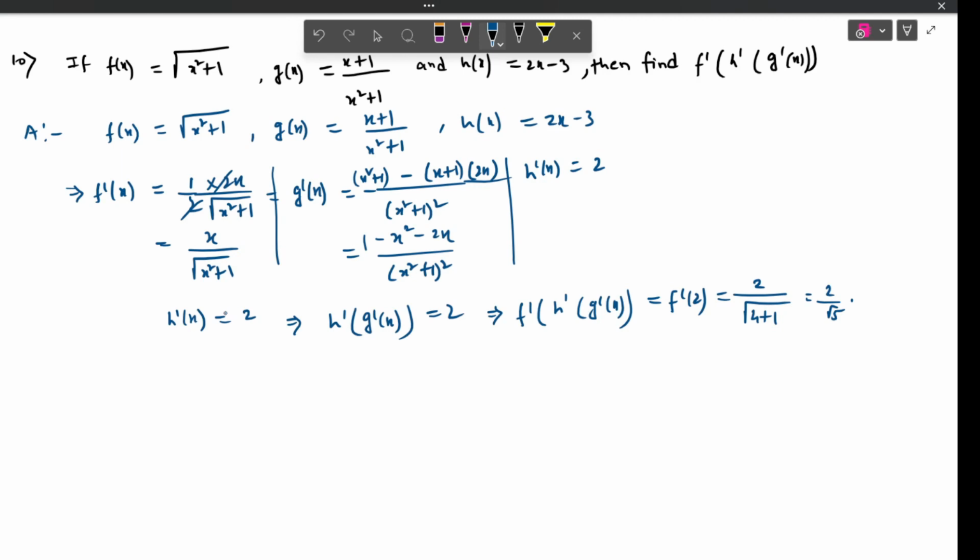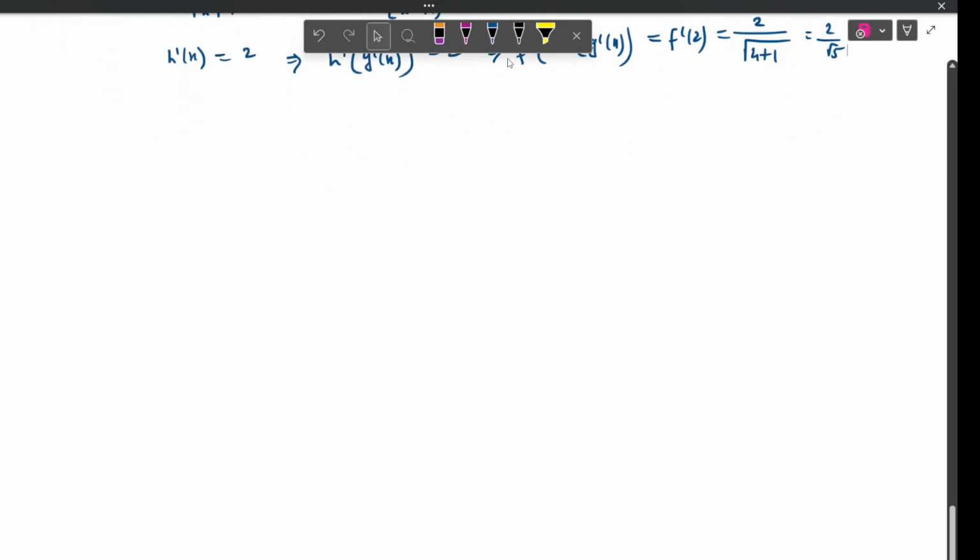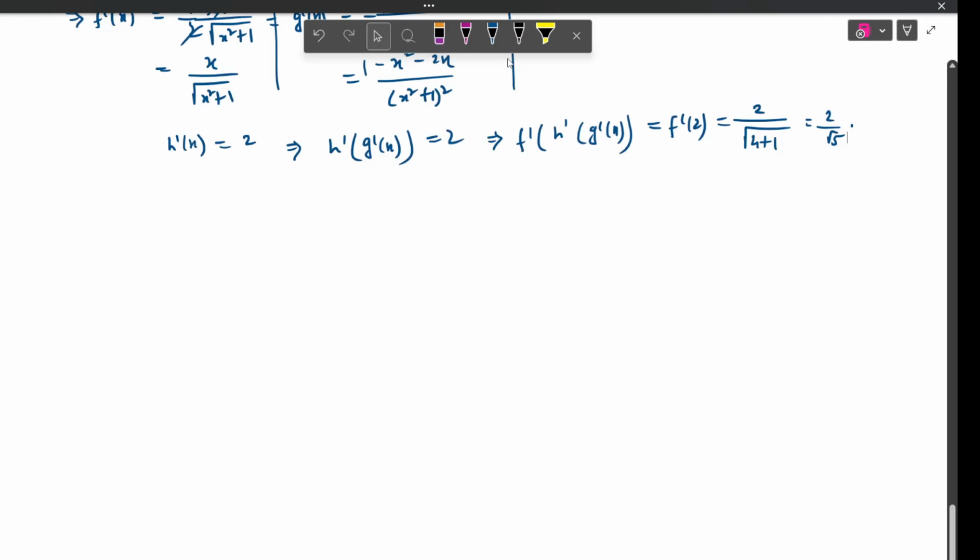Now we have seen the formula of inverse trigonometric function. Now let's see some other problems. Now we'll see some questions based on trigonometric substitution. So before applying trigonometric substitution, let's revise some formulas which will be applied here.